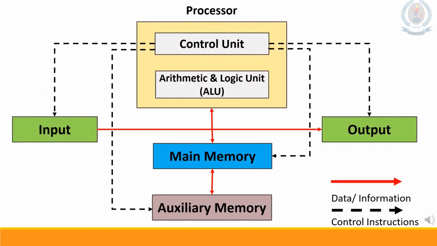This diagram displays the von Neumann architecture. There are 6 basic components as we discussed previously: control unit, arithmetic and logic unit, both of them belonging to the processor, and input devices, output devices, main memory, and auxiliary memory. The red arrow shows data or information, and the dashed arrow shows the control instructions.